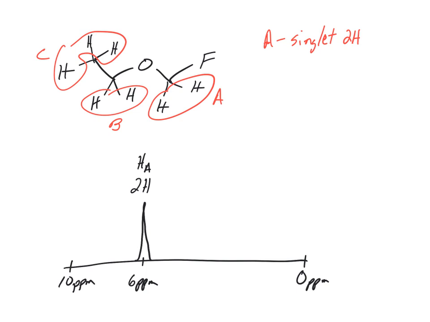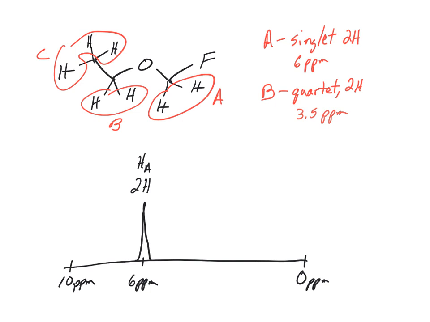All right? So we said HA was around 6 ppm because it has this oxygen and the fluorine pulling on it. What about HB? What kind of splitting was HB? Quartet. It has 3 nearest neighbors, 3 plus 1. So this is a quartet, and it represents 2 hydrogens. What ppm would we expect this to be at? So we'll say approximately 3.5 ppm.